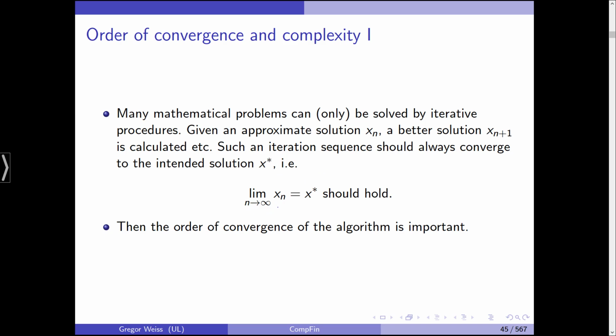So the limit of xn should converge to x star. Then the question is, of course, we require the sequence to converge. But the question is, how fast will it converge? It could converge like this, so we are using a lot of steps here, or it could go like this. And we're done. That's the order of convergence.